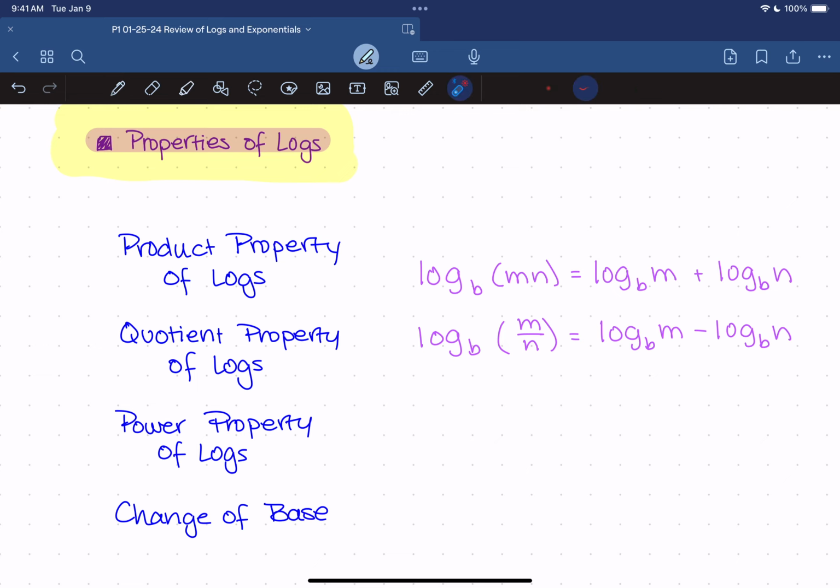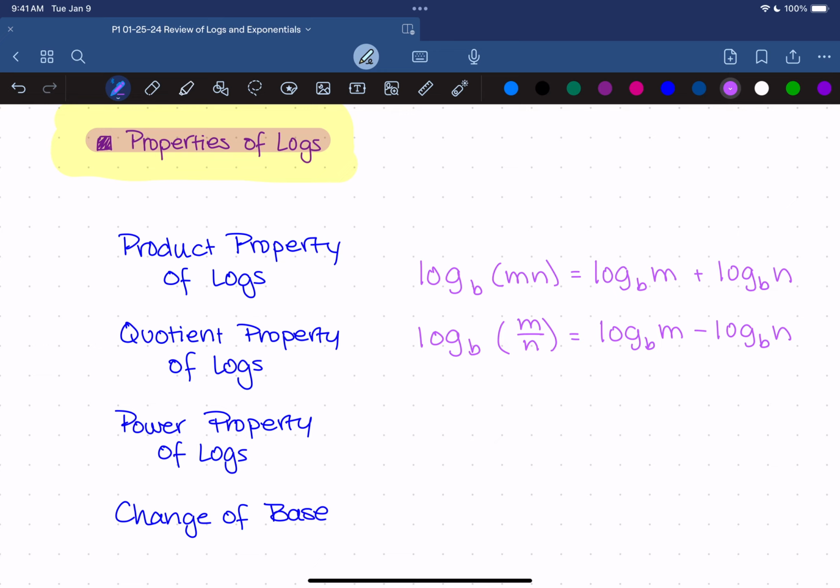These 2 properties come from the properties of exponents. When you are multiplying with the same base, you add the exponents. Or when you divide with the same base, you subtract the exponents. We're going to prove it really quickly in a moment.